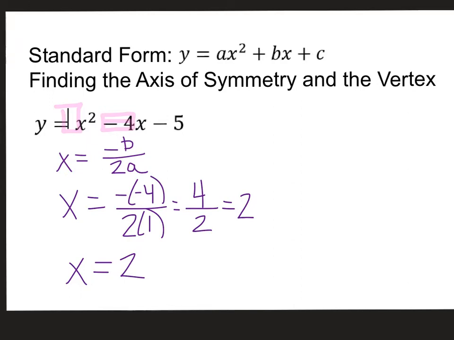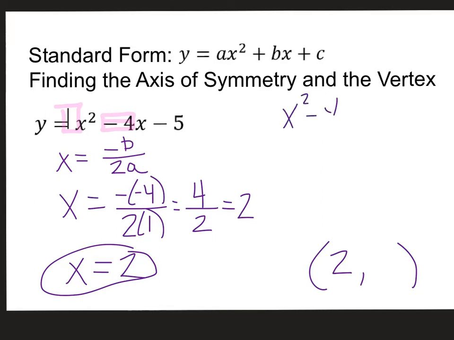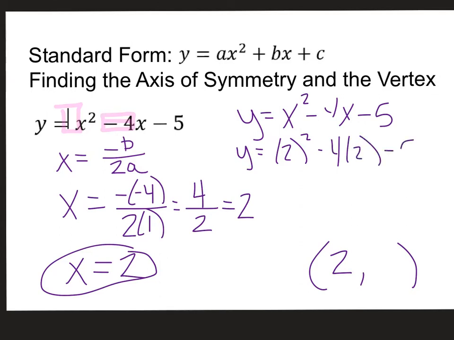To find the full vertex, we know the axis of symmetry goes through the vertex. So this is the x value for the vertex. So I could go ahead and write it as part of an ordered pair for the vertex. Now to get the y value, I would simply need to take the equation, x squared minus 4x minus 5, which is equal to y, and I will substitute in the value of 2 for x. So that would make it y equals 2 squared minus 4 times 2 minus 5.